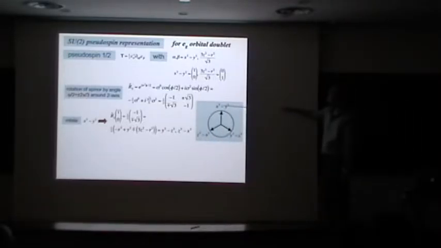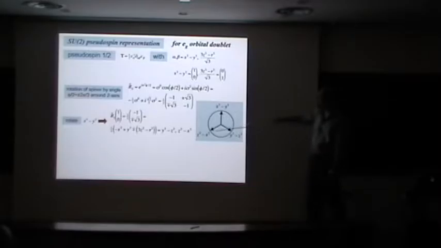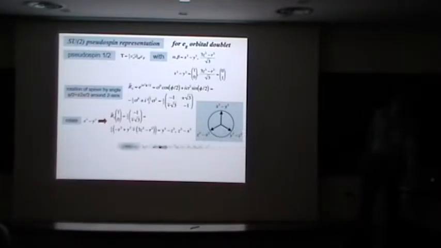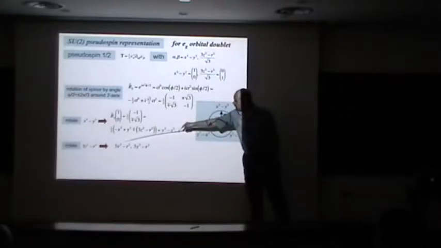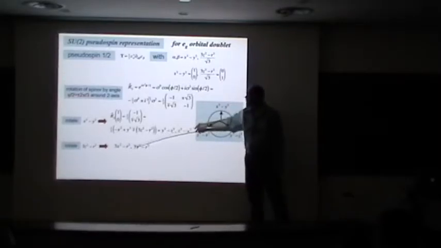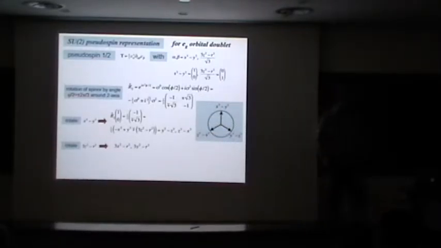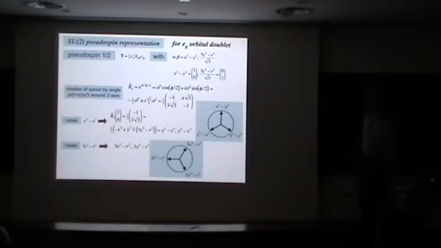So here I have x squared minus y squared. I rotate by 2 pi over 3, I get the orbital y squared minus z squared, and another 2 pi over 3, I get z squared minus r squared. And of course I can do the same thing for the 3z squared. If I do that 2 pi over 3 rotation, first I get 3x squared minus r squared, and then I get 3y squared minus r squared. So it looks like this.